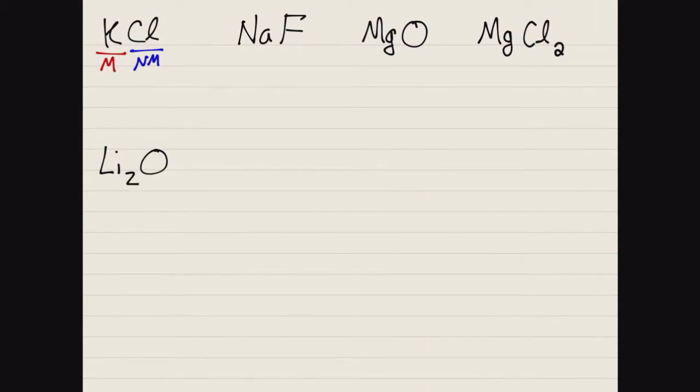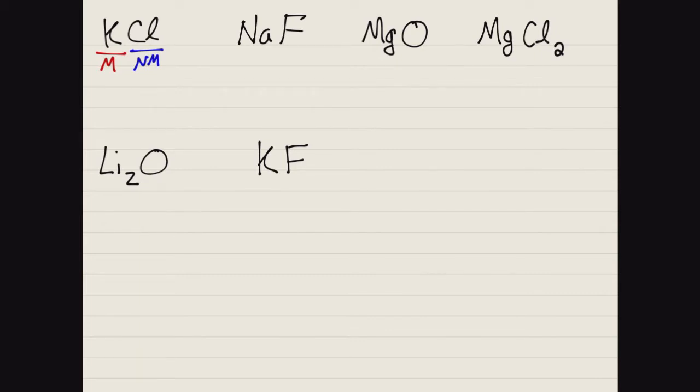Li2O, KF. Okay, right now I just want you to go through and identify what is the metal and what is the nonmetal in each of these situations. You can even use the first one as a model. Just put a little M underneath the metal and put a little nonmetal underneath the nonmetal.